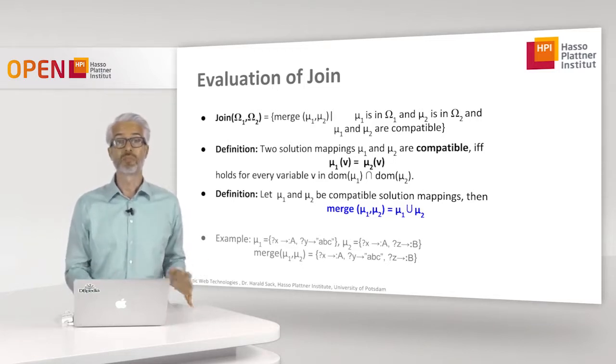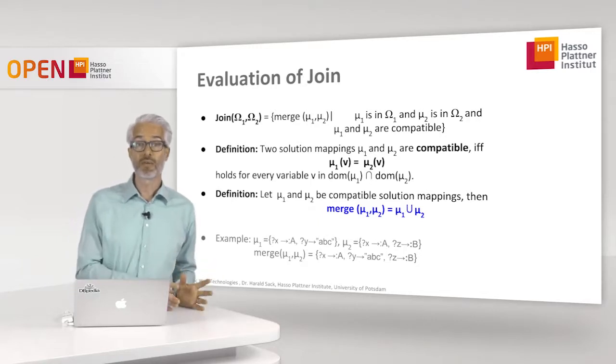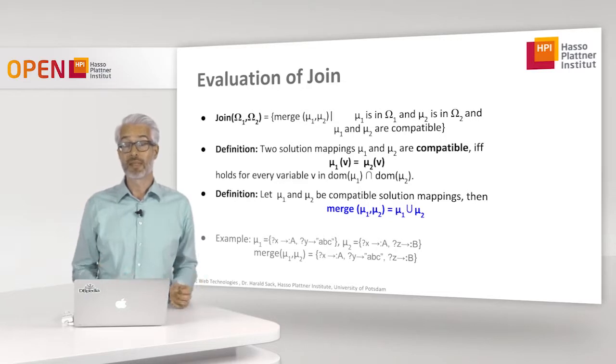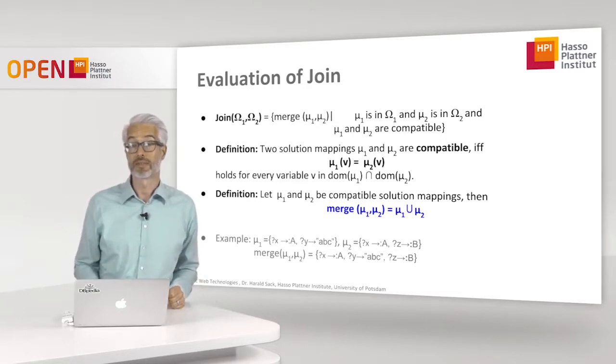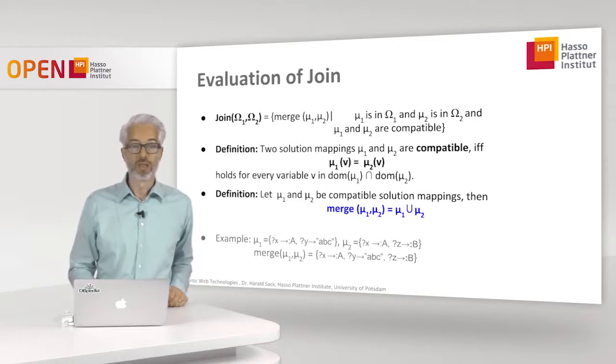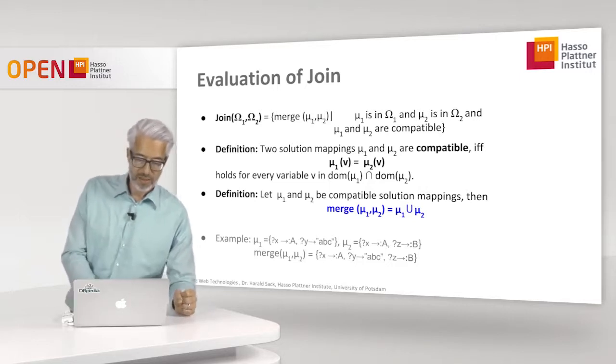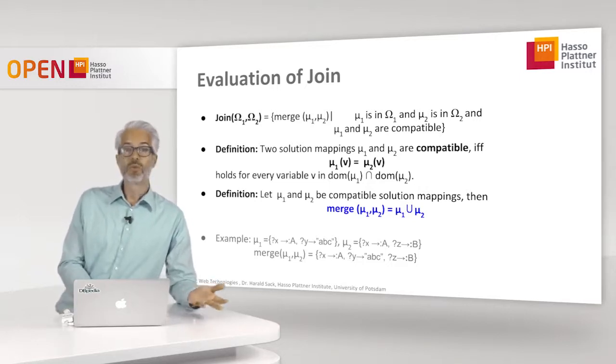Let mu sub 1 and mu sub 2 be compatible solution mappings. Then the merge of these two mappings is nothing else than the set-based union of these two mappings. We can have a look at a small example, given below in gray. In this example, you see two mappings.